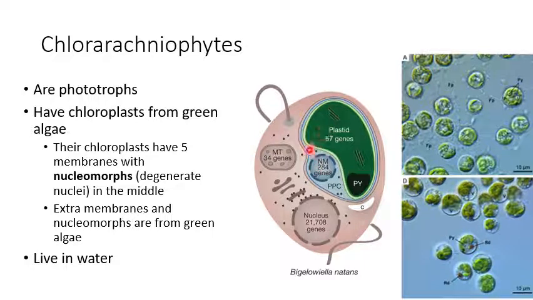So, one of these outer membranes is actually from the green algal cell, and the nucleomorph is from the algal cell. And then this outermost membrane would be from the host. When that host cell engulfed the algal cell, it would have encased it in a vesicle, and that membrane is what that is. Like so many of these protists do, the Chlorarachniophytes also live in the water.